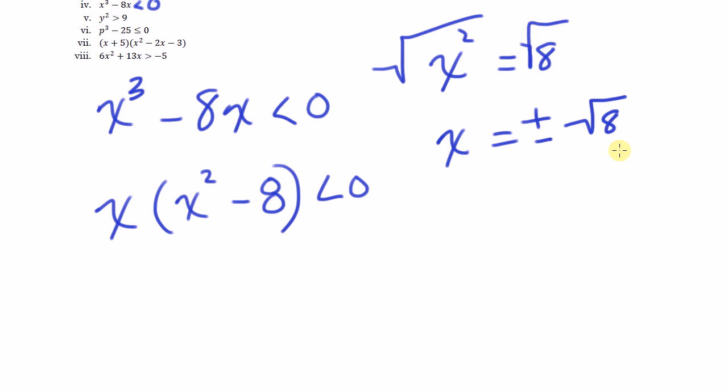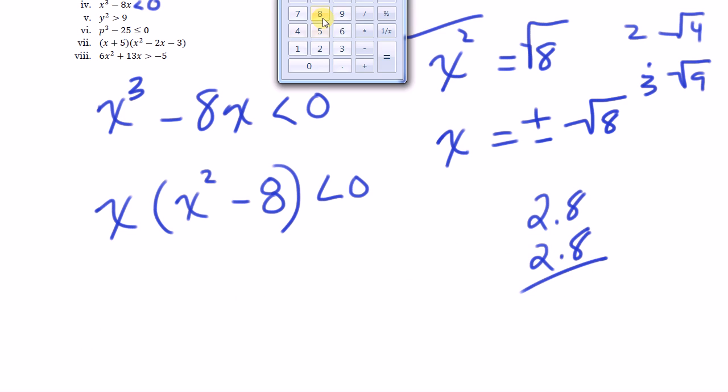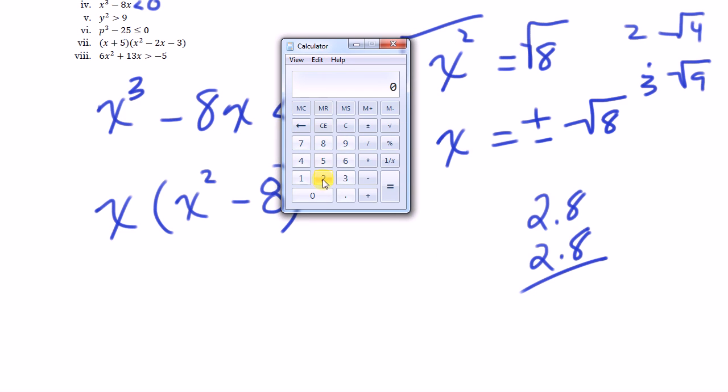The square root of 8 is really, really close to 9. So we have the square root of 4 would be 2, the square root of 9 would be 3. The square root of 8 is going to be really, really close. So I'm going to say like 2.8. And if I take 2.8 and multiply it by 2.8 and use my calculator, I use my calculator here. 2.8 times 2.8. I get 78.4.